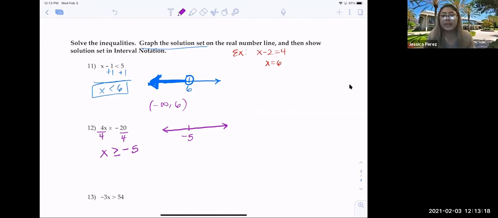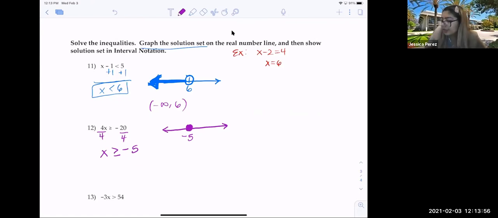And where do I shade? Jose, do you know where I am shading? Write it on the chat. To the right or to the left? Jose, where is this going to be shaded? It's going to be shaded to the right, okay? So make sure that you are participating, Jose, please. Everybody should be on task. So I'm going to be shading to the right, including my arrow.